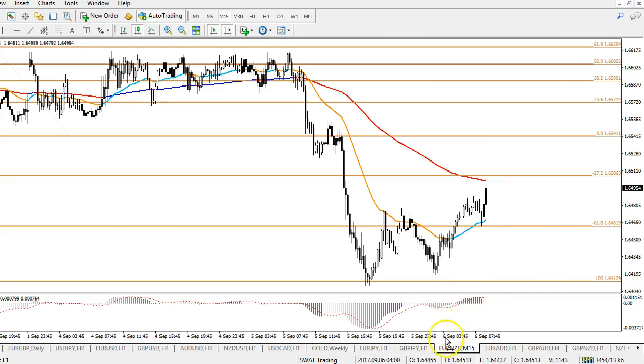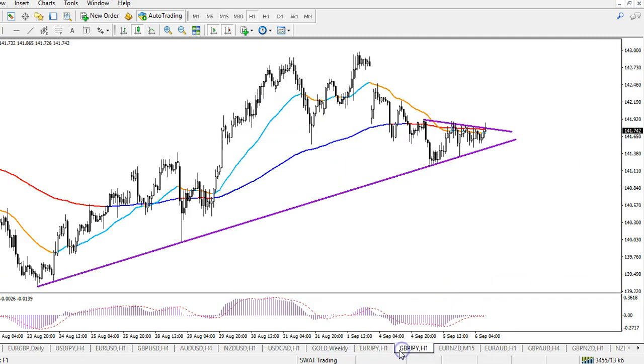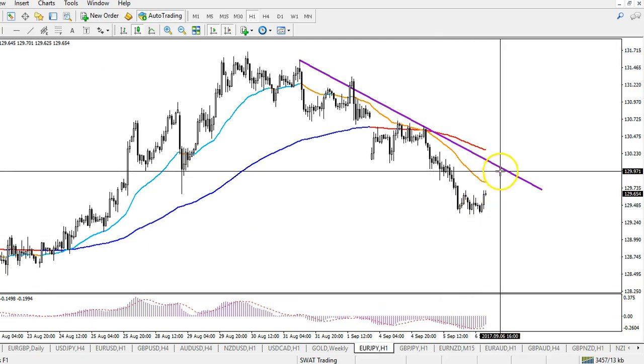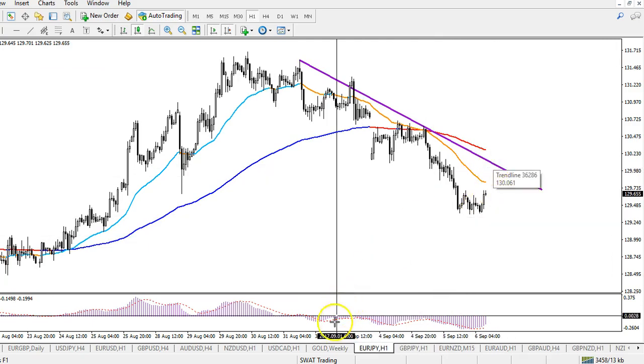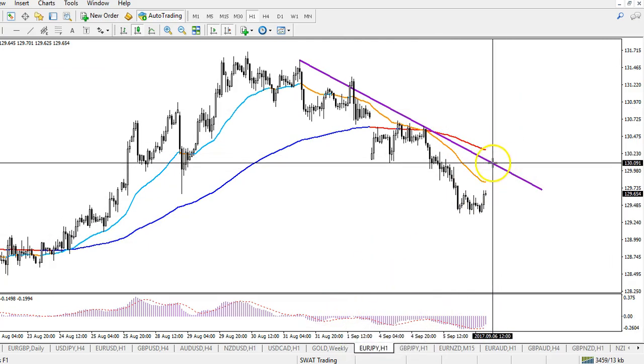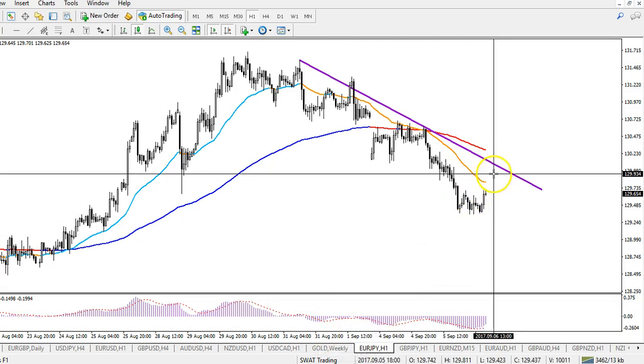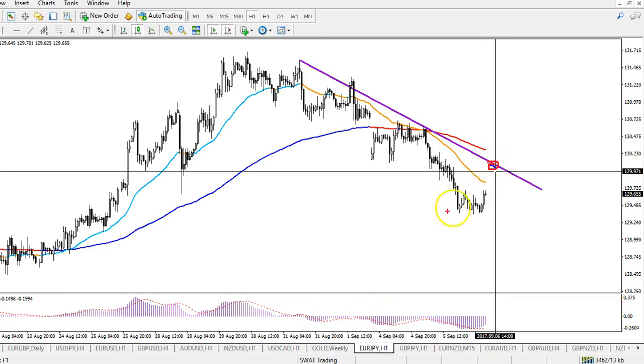So all in all, Euro New Zealand, wait for a flag, pound yen, wait for a flag, Euro yen, wait for a bounce at resistance channel. Of course it could break, but bounce or break, basically looking slightly more for a bounce probably on the Euro yen, to be honest here, as I already mentioned.